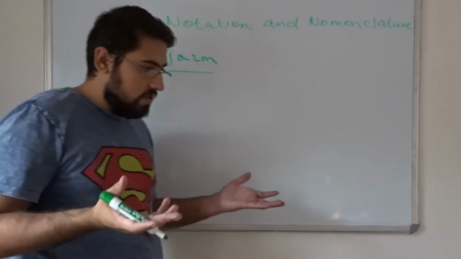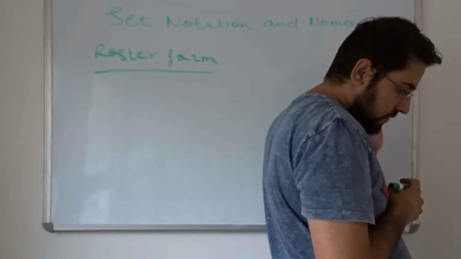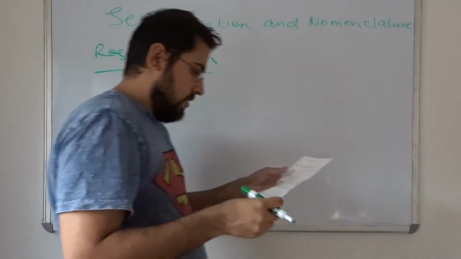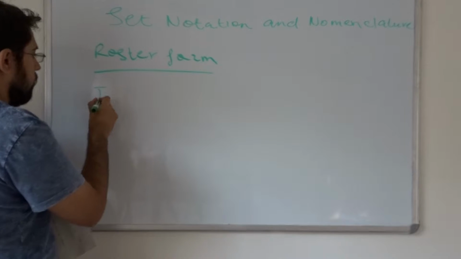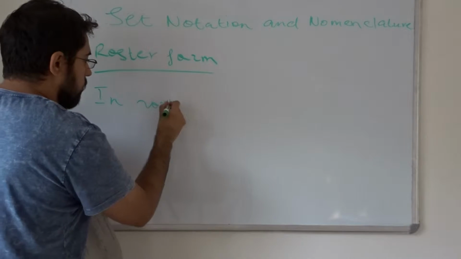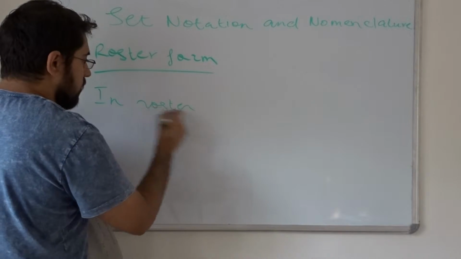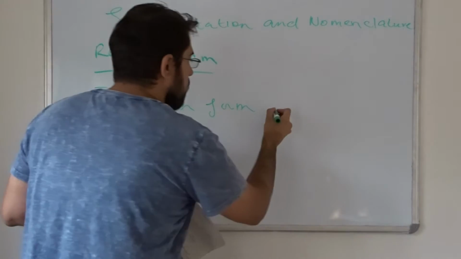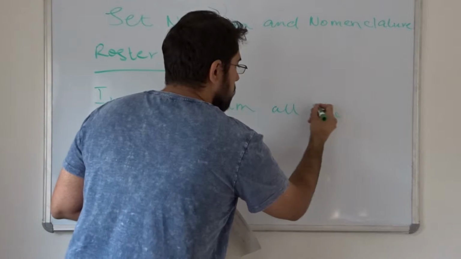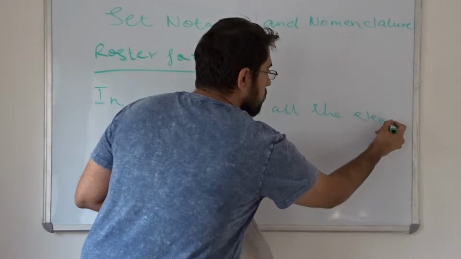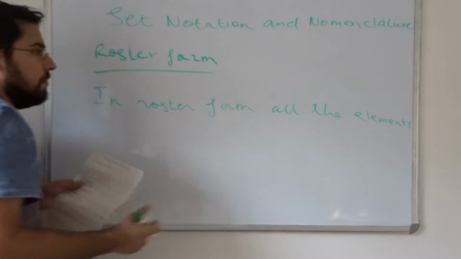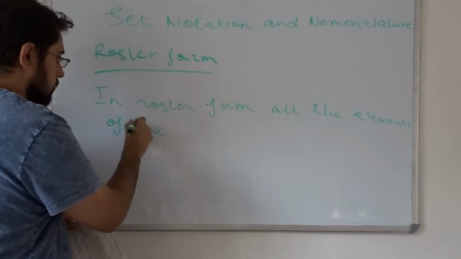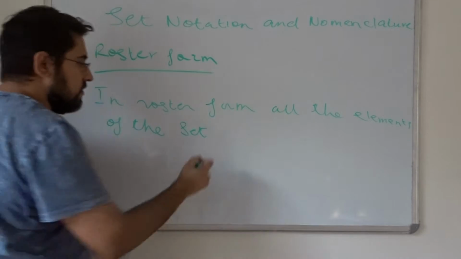So basically, what is roster form? In roster form, that's R, please understand, all the elements of the set are always listed.